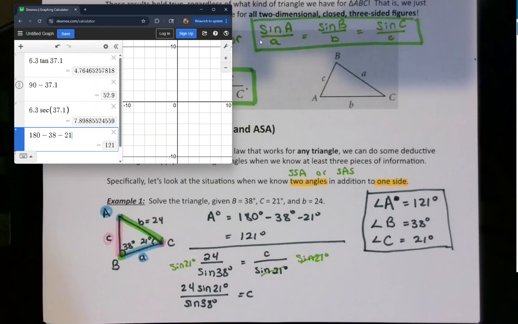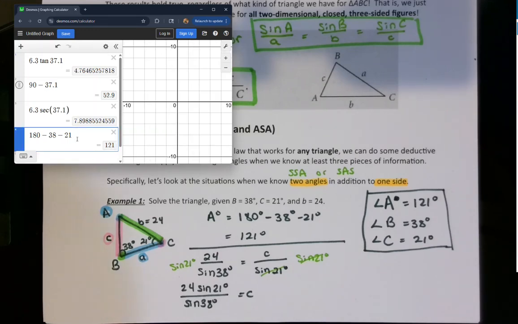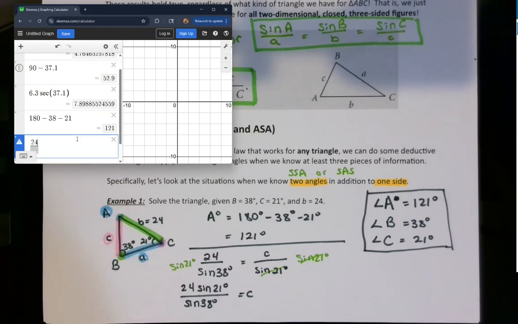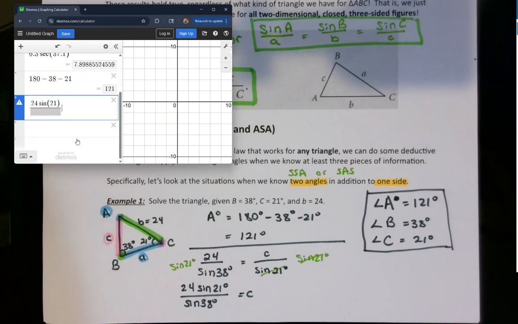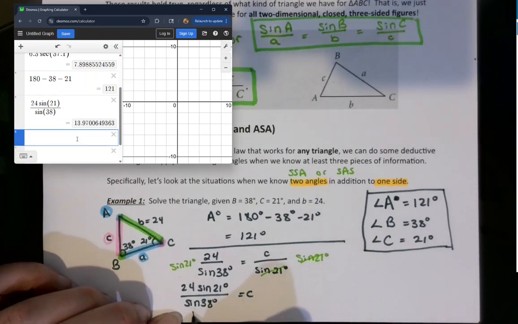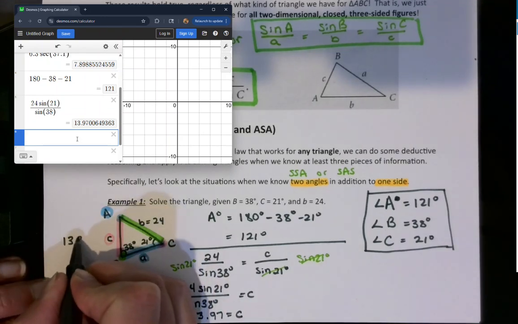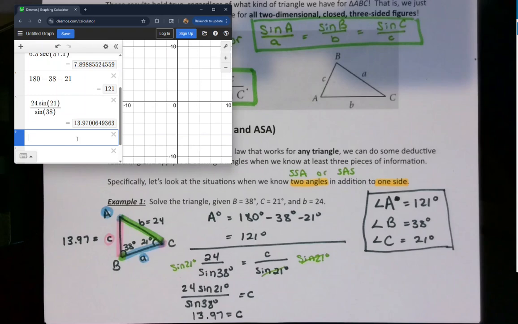Okay, make sure my calculator is still in degrees. I believe that it is. Just wanted to double check. And let's enter this whole fraction here. We need 24 times the sine of 21 degrees over the sine of 38 degrees. And that gives us a value of about 13.97 for side C. So side C is about 13.97. We found that measure now.